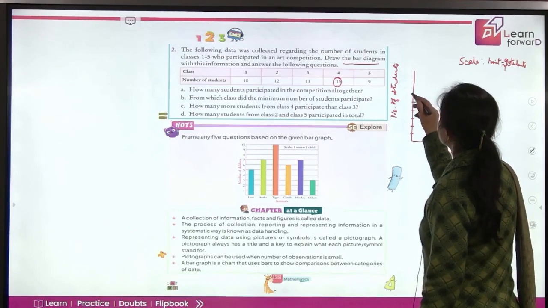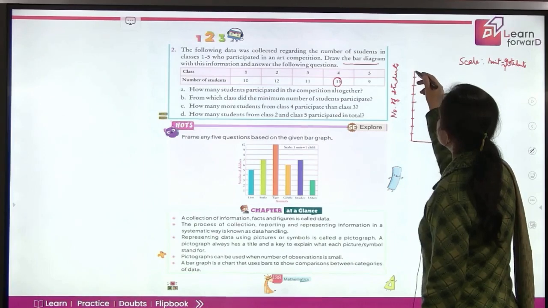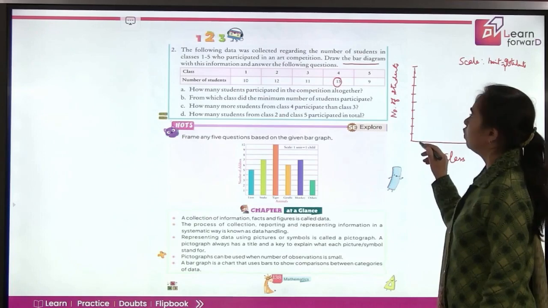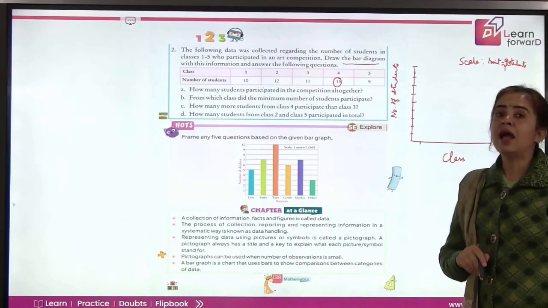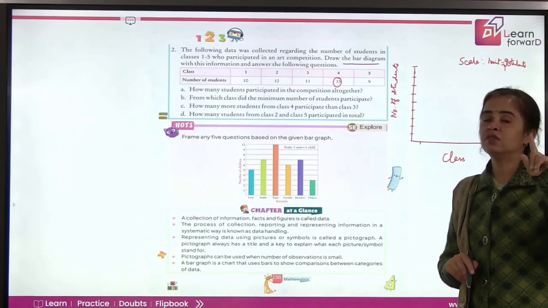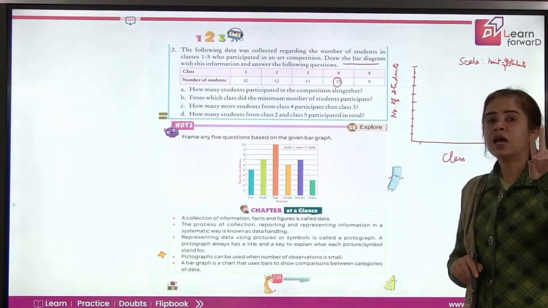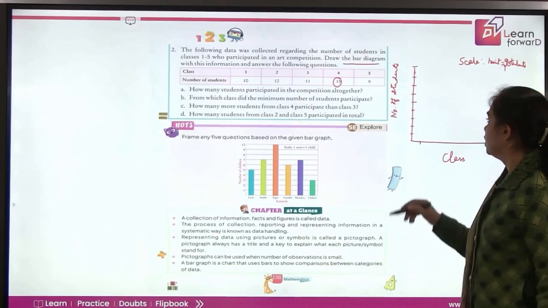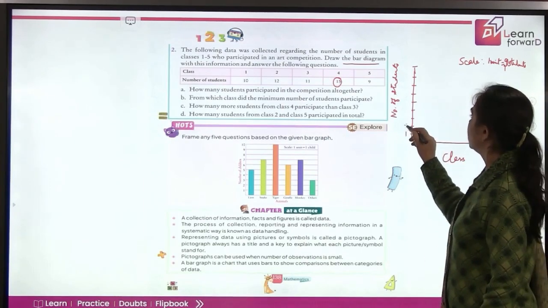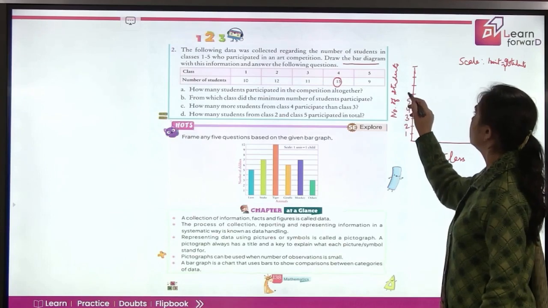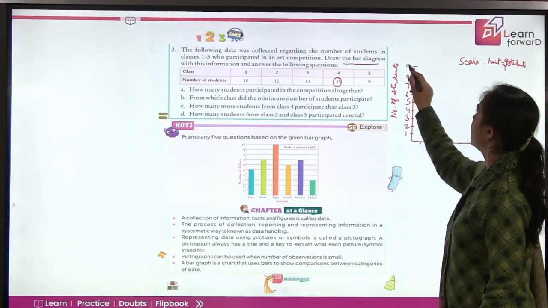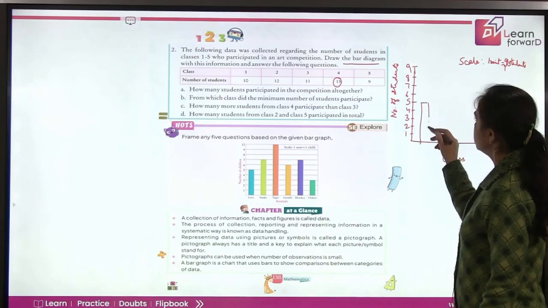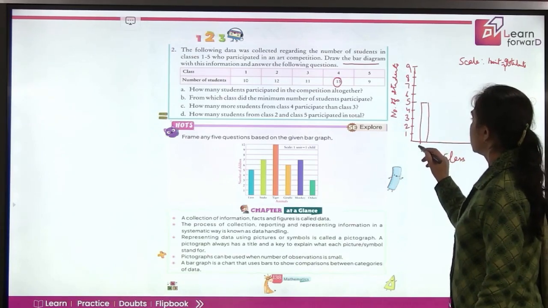4, 5, 6, 7, 8, 9. Now for class 1, you want to show 10 children and 1 unit is equal to 2 children. That means for 10 you will be showing 10 divided by 2 which is equal to 5. So you will be going only up to number 5. 1, 2, 3, 4, 5, 6, 7, 8, 9. So only up to 5 we need to go. This will be the width of bar and this is class first.